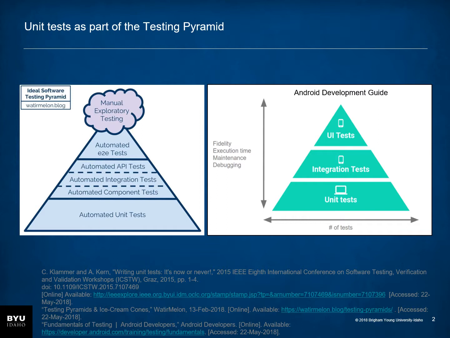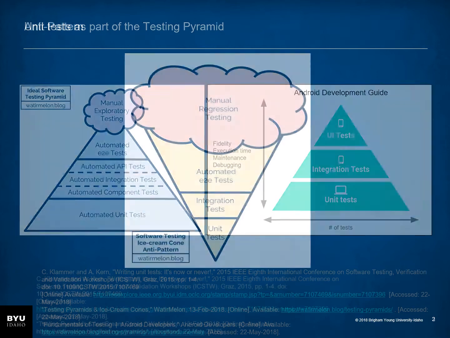As I said, it starts with a broad base of unit tests and ends in a focused peak of mainly manual acceptance or exploratory tests. This pyramid represents one of the standard testing patterns in the software industry.